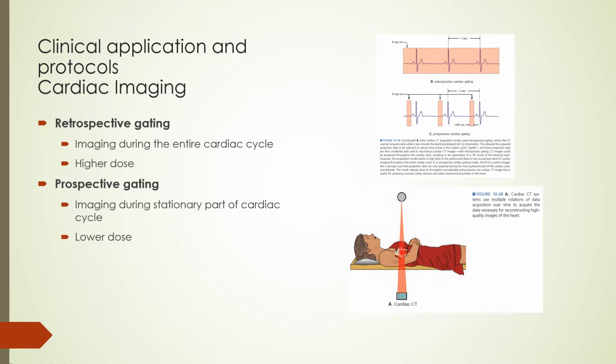Cardiac imaging involves either retrospective or prospective gating. Cardiac imaging is done with ECG gating so that the scan is performed during the part of the cardiac cycle when the heart is stationary. In retrospective gating, the heart is imaged continuously with the CT scanner rotating around the patient. The electrocardiogram or ECG data is recorded in synchrony with the CT data.